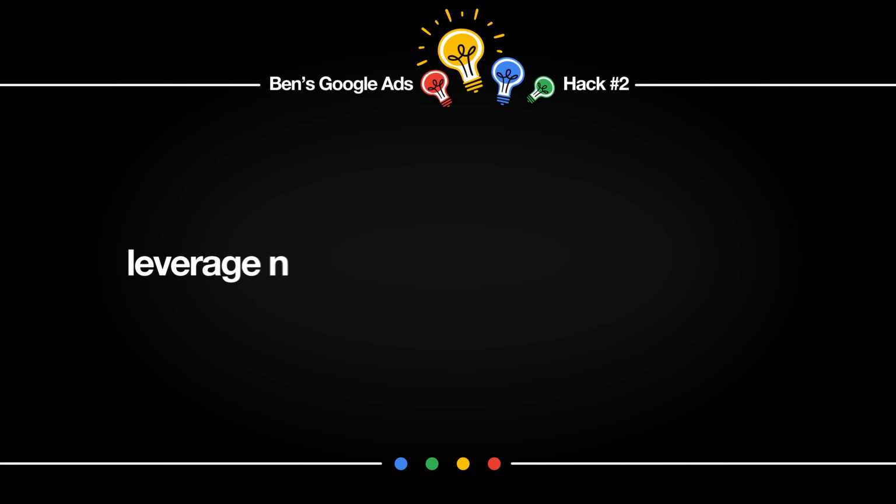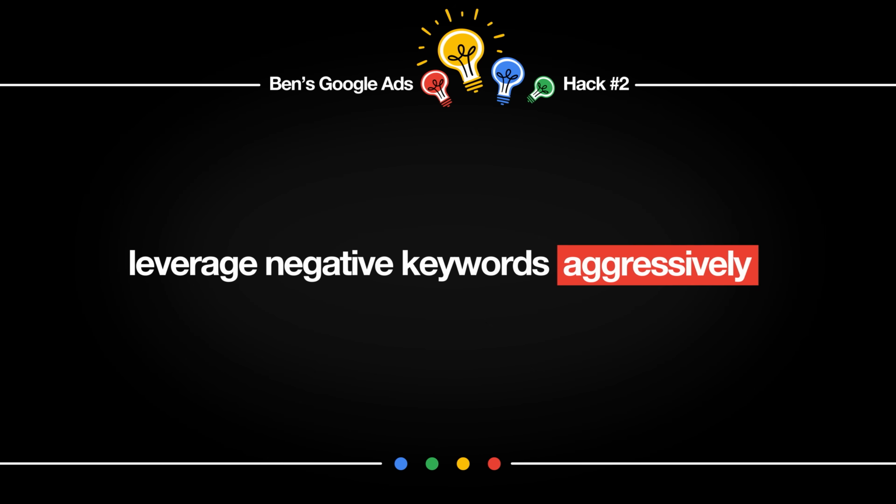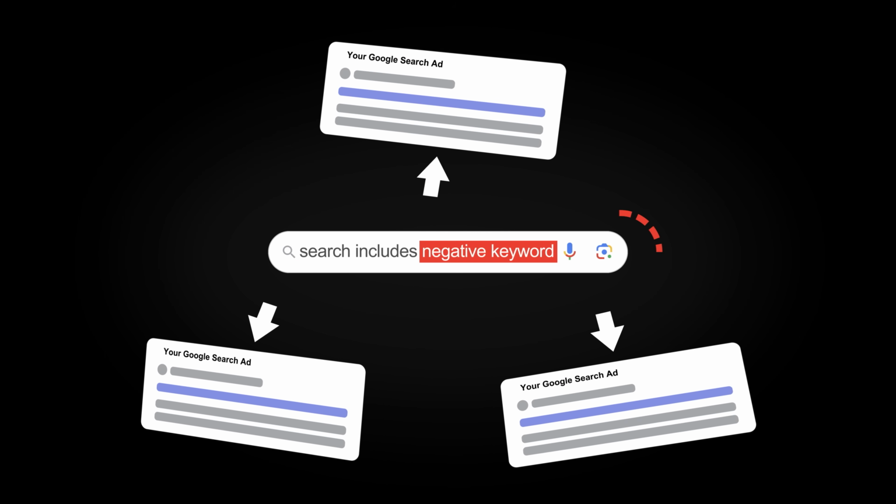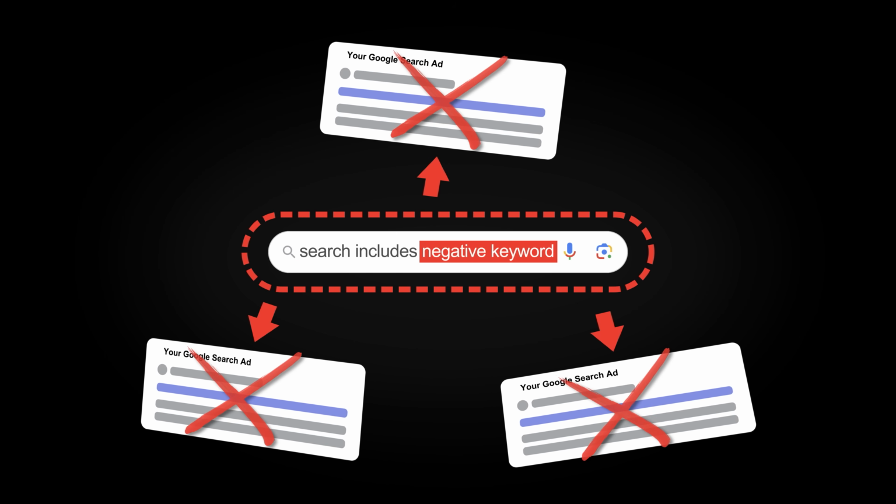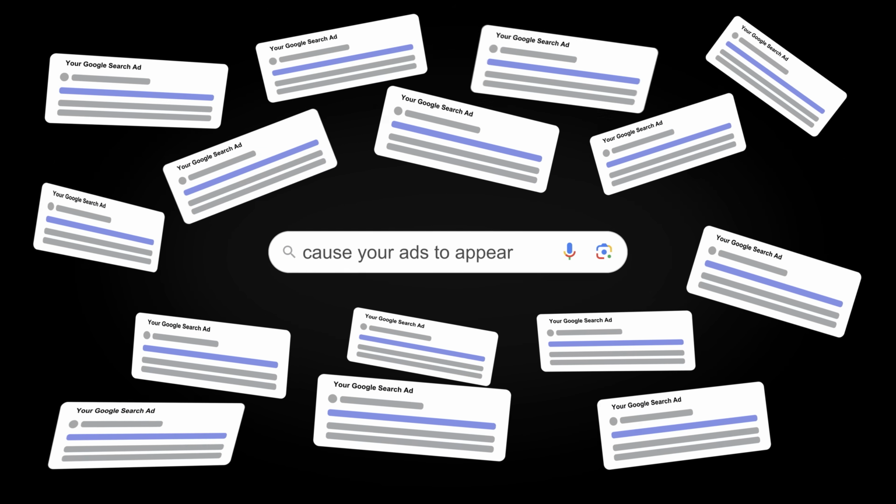Hack number 2 is to leverage negative keywords aggressively. So a lot of Google advertisers, and particularly beginners, are too cautious when it comes to adding in negative keywords. I'd like you to get a really substantial negative keyword list built out as fast as possible. Much better to miss out on a few potential searches that could have led to conversions than the opposite, which is to have lots of searches cause your ads to appear, cost you a load of money, and never go on to become customers. So I'd rather have an overly aggressive negative keyword list than the opposite.